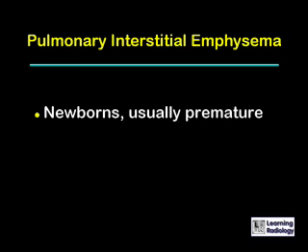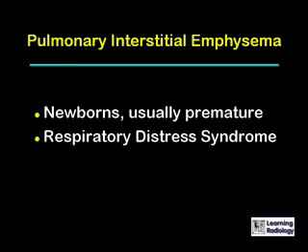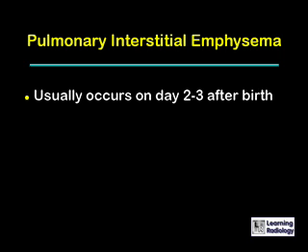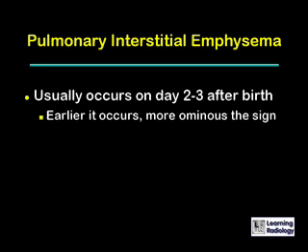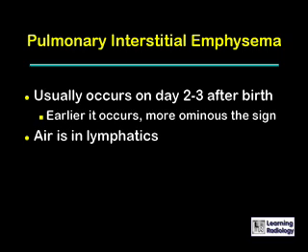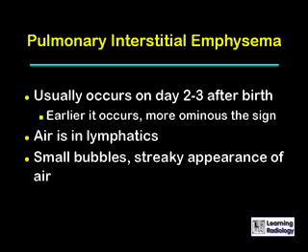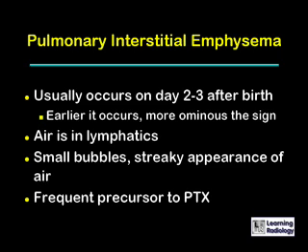They're almost always premature. They almost always have respiratory distress syndrome, hyaline membrane disease, and they virtually always are on a ventilator. It usually occurs on day 2 or 3 after birth. The earlier that it presents, the more ominous the sign. The air in pulmonary interstitial emphysema is actually in the lymphatics, and it may appear as very small bubbles of air on the chest radiograph or have a streaky appearance. It is a frequent precursor to the development of a pneumothorax, sometimes a pneumomediastinum or even a pneumopericardium.